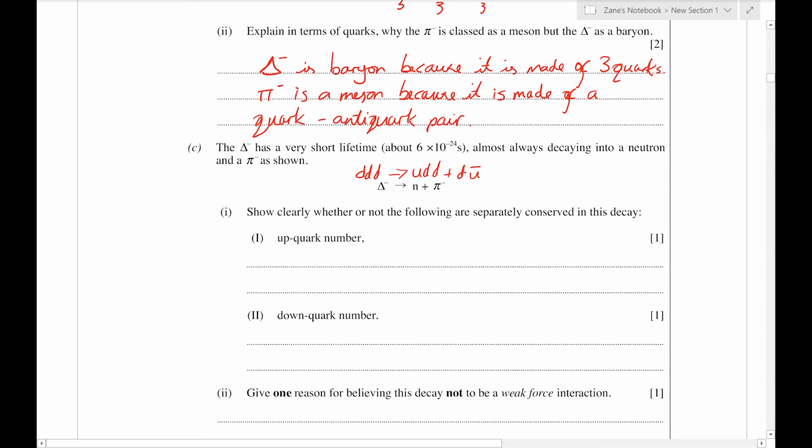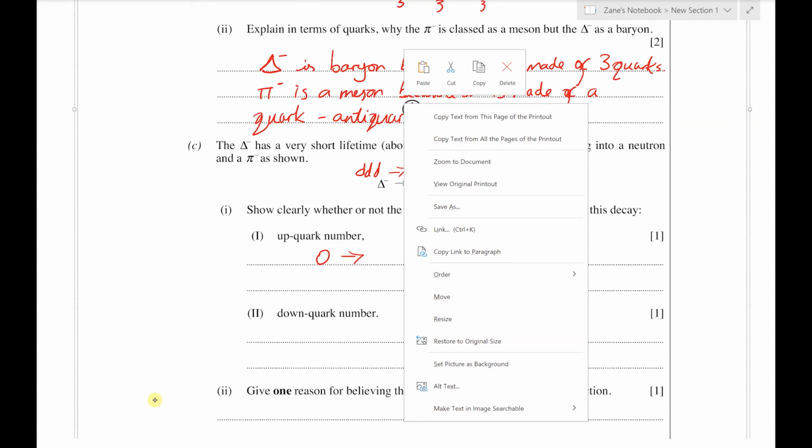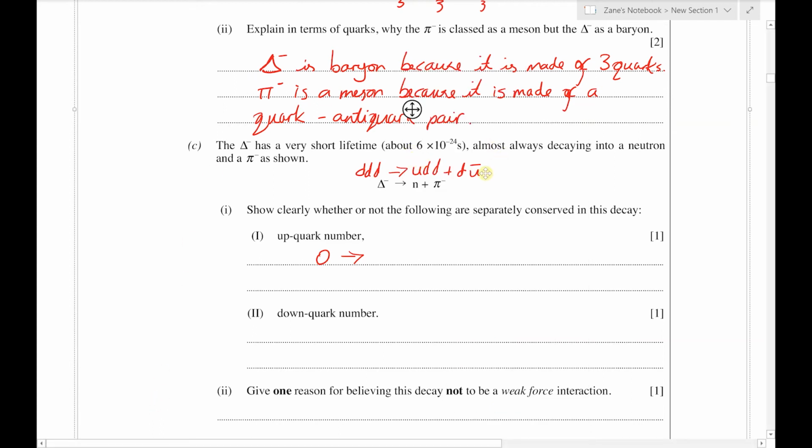So looking at up quark numbers, on the left hand side of this equation there are 0. On the right hand side there's 1 for the original u that we've got here, and a minus 1 for the u bar. So we've got 0 on the left and 0 on the right, and therefore the up quark number is conserved. Look at down quark numbers. We've got 3 downs on the left. On the right we've got 2 downs in the neutron and 1 down in the pi minus. So we've got 3 downs on either side, so down quark number is also conserved.